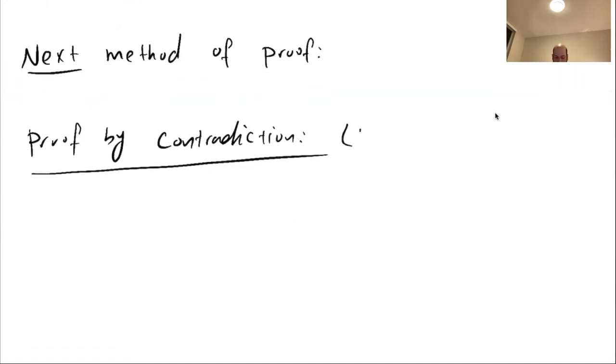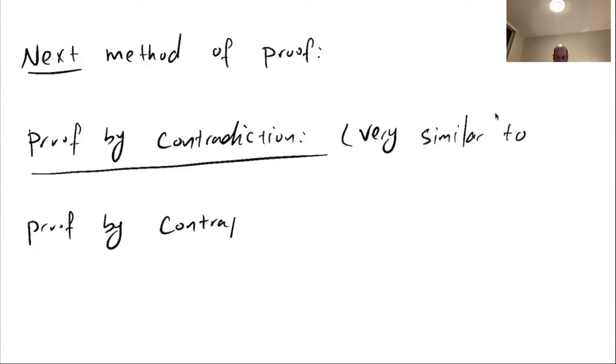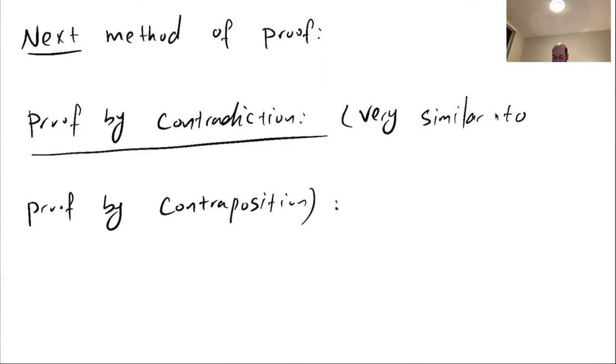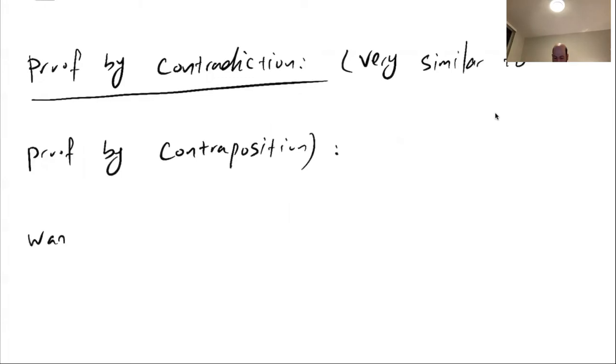So this is very similar to proof by contraposition. I can say the only difference is the way that we write and the words and sentences are a little bit different. Just a little bit different, but the concept is almost the same, very similar. So let me explain about this. So see, remember, we want to prove that if P, then Q.